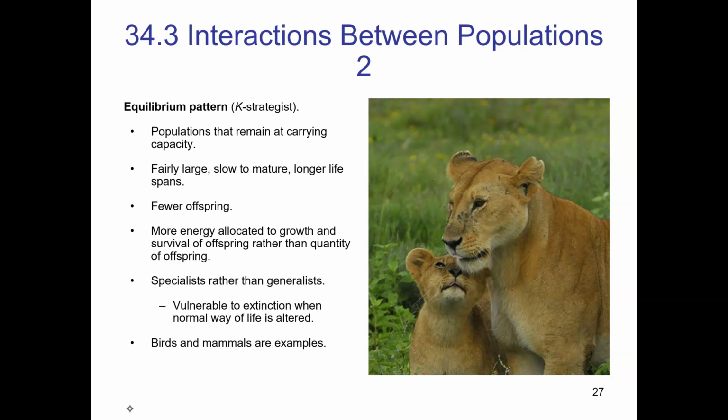Humans show this pattern. Birds also show this pattern. They put more energy into the growth and survival of the offspring rather than producing lots and lots of offspring in the hopes that some will survive. K strategists are going to be specialists rather than generalists, and so if life is altered, they are more vulnerable to extinction because of this.